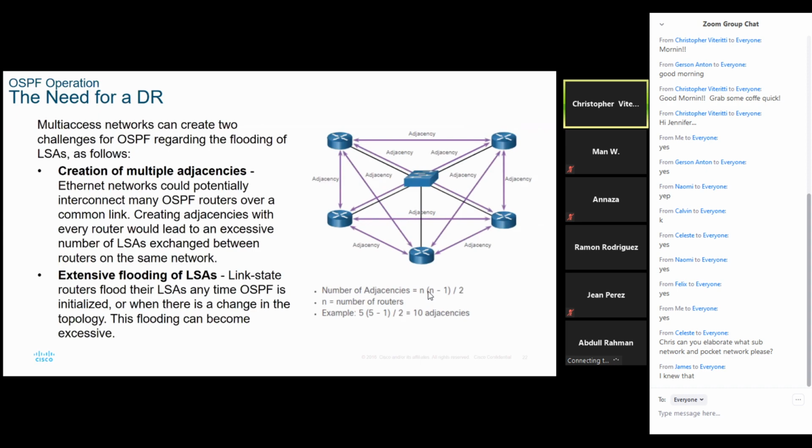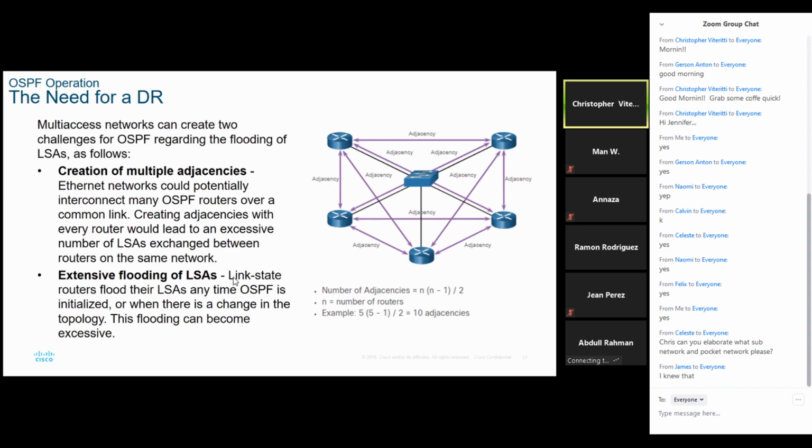Multi-access networks create two challenges for OSPF regarding the flooding of link state advertisements. You have the creation of multiple adjacencies. Think about this. Every OSPF router on that multi-access network has to become fully adjacent with every other OSPF router. That means every router is sending all their information to every other router. That's problematic on multi-access networks where you have quite a few routers. Look at the diagram. You got 5 routers, but you have 10 adjacencies. Do you get the idea? That's 10 different adjacencies you have to send information to. That's insane.